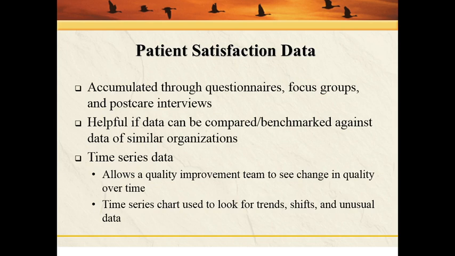And there is another term called time series data, which allows the quality improvement team to see the change in quality over time. So you gather data from time to time, a series of time, and we can see within that time what are the things that you need to improve. A time series chart is used to look for trends, shifts and unusual data. When you collect data for a long time, you see trends, right? You see increments, you see decrements in a process, you see suddenly customers are dissatisfied with something. So you can investigate it and address that issue.